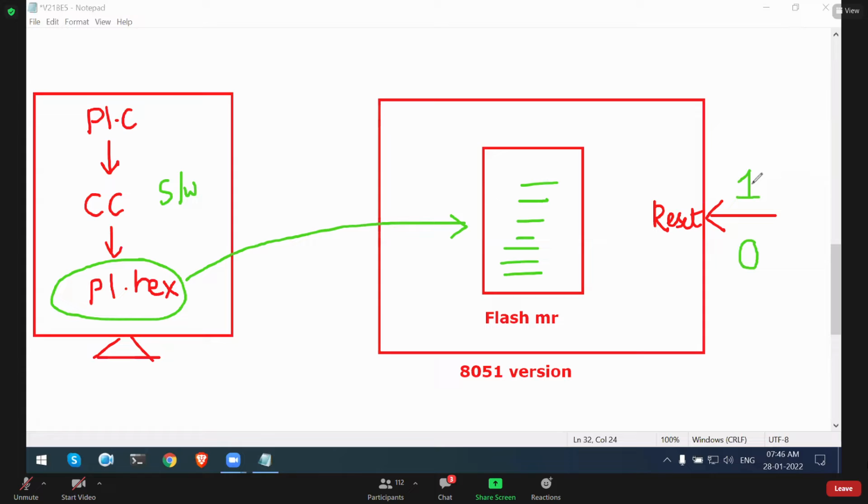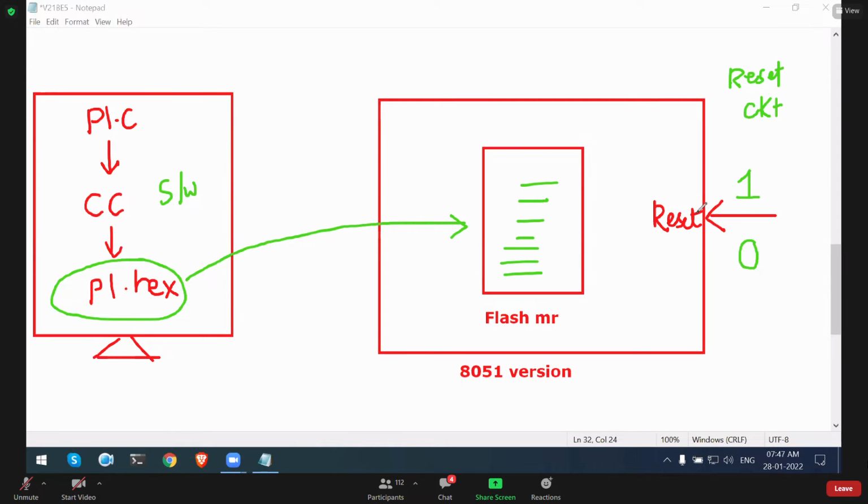Every time, this 1 is nothing but 5 volt and 0 is nothing but 0 volt. It is not possible for you to give 5 volt and 0 volt here every time. So what the hardware designer will do is give a simple mechanism. They will give the reset circuit, using which you can reset your microcontroller very easily. Giving 1 on the reset pin means you have to give 5 volt here. Giving 0 means you have to give 0 volt here.